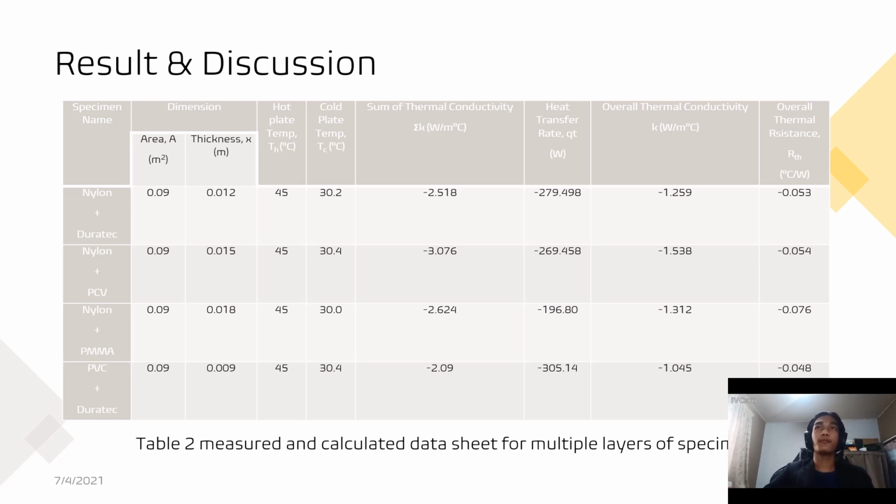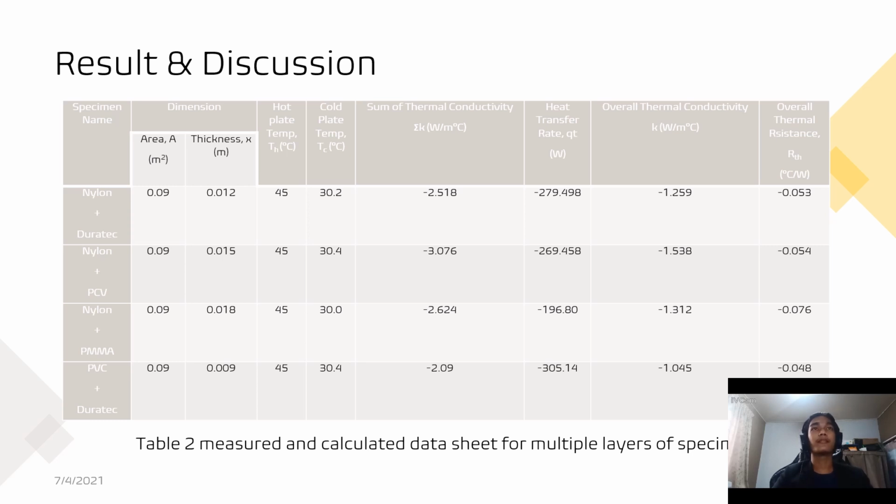Next we're going to continue the result and discussion for Table 2, the measured and calculated datasheet for multiple layers of specimen. For the first specimen, nylon and Duratec, the area is 0.09 meter square. The thickness is 0.012 meter. The temperature for the hot plate is 45, while the cold plate temperature is 30.2 degrees Celsius.